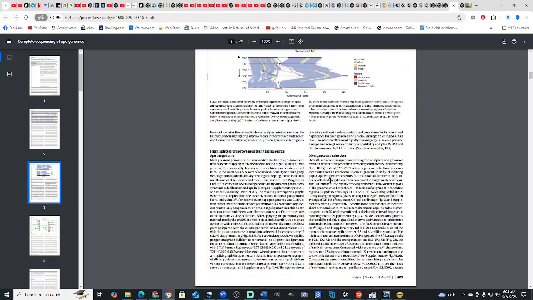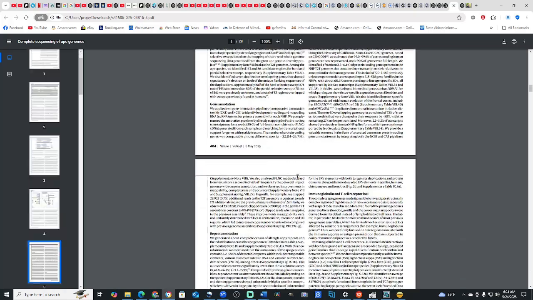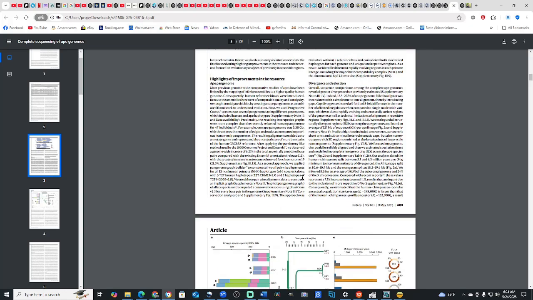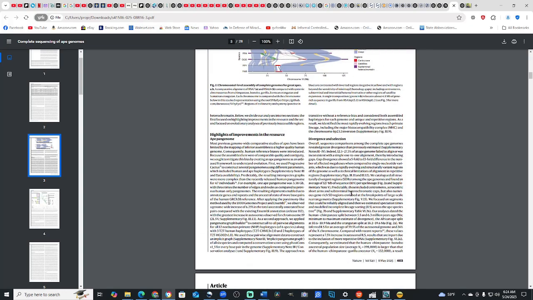It gets really technical, and the part that I want to show is right here. It says, indeed, 12.5 to 27.3% of an ape genome failed to align or was inconsistent with a simple one-to-one alignment, thereby introducing gaps. 12.5 to 27.3% is what it says.